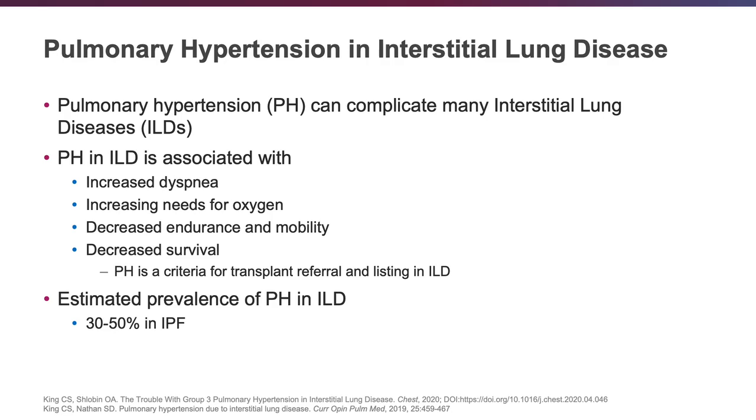Well, it certainly can complicate many interstitial lung diseases and is generally associated with those lung diseases that contribute to hypoxia, with patients showing increased needs for oxygen, worsened shortness of breath, decreased endurance and mobility, and worsened survival. In fact, that's why it's a criteria for transplant referral and listing in ILD. For patients with IPF, the estimated prevalence of pulmonary hypertension is about 30 to 50%.